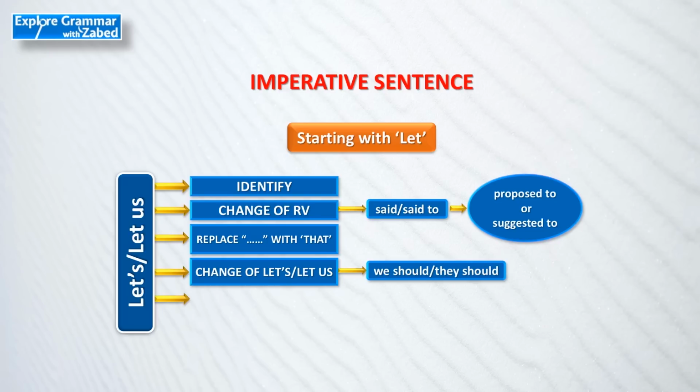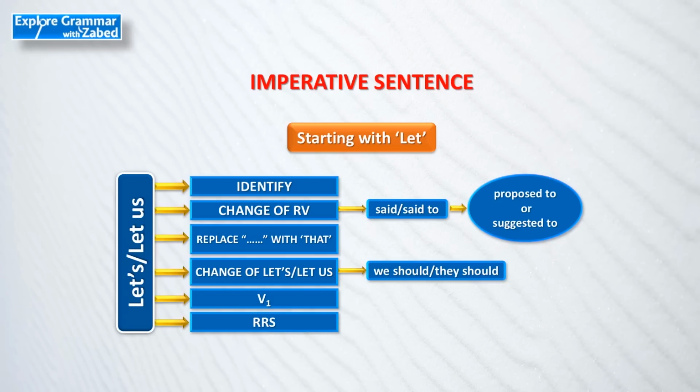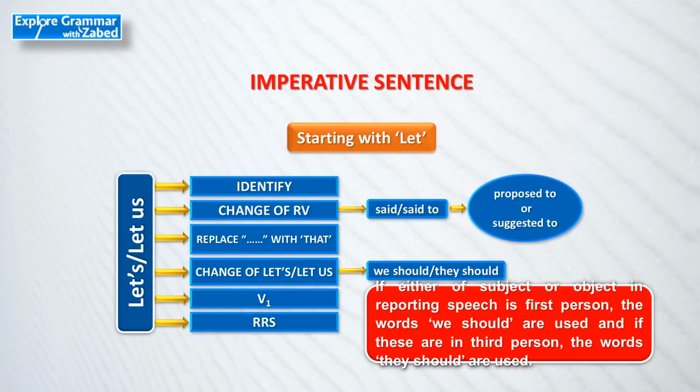Step number 5 is to write the verb in present form. And finally, the remaining part of the reported speech. Note that if either of the subject or object in reporting speech is first person, the words we should are used, and if these are in third person, the words they should are used.